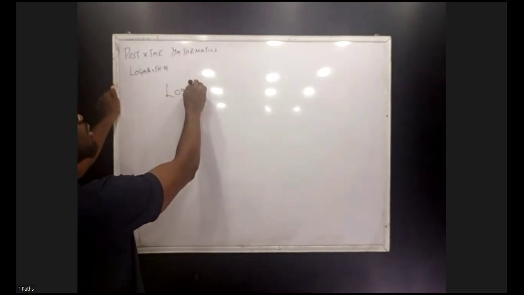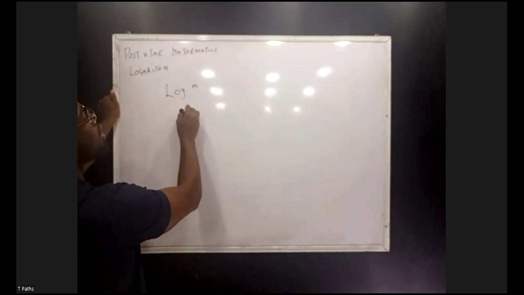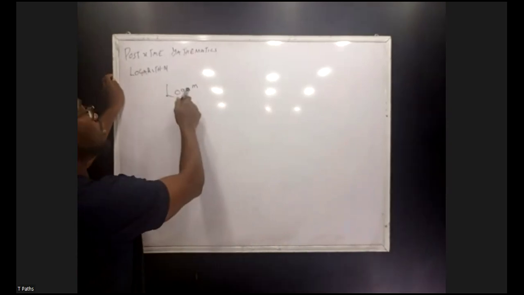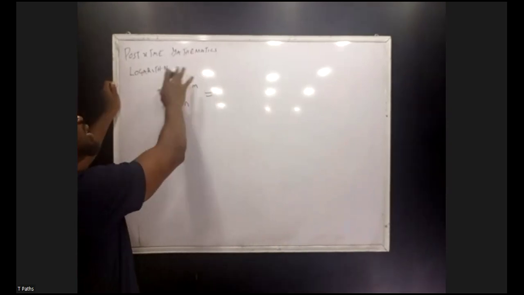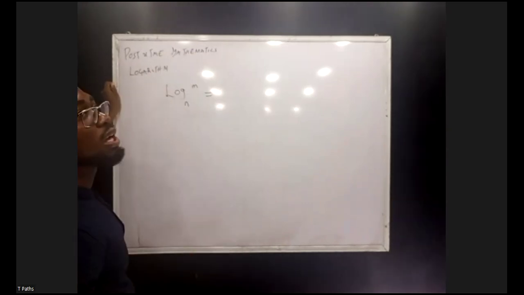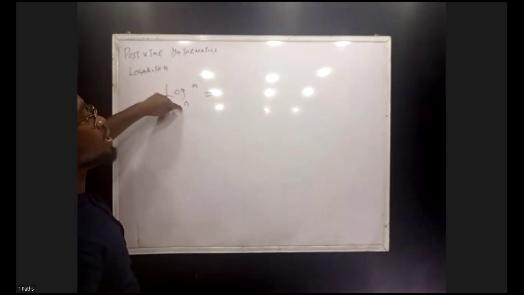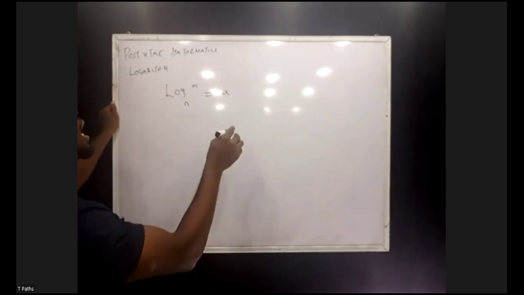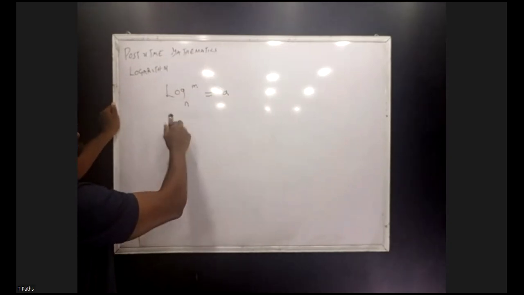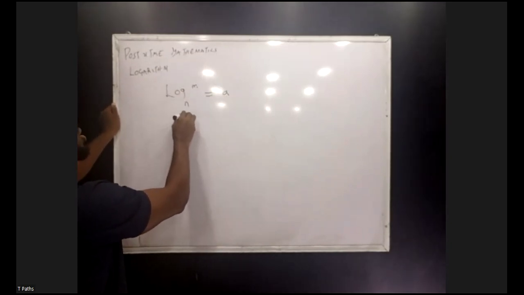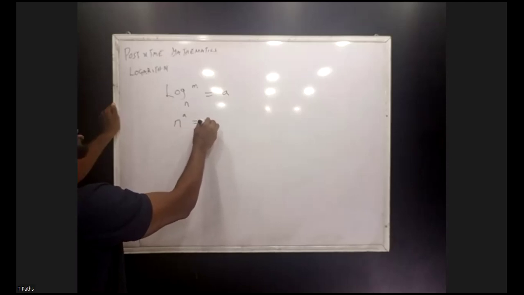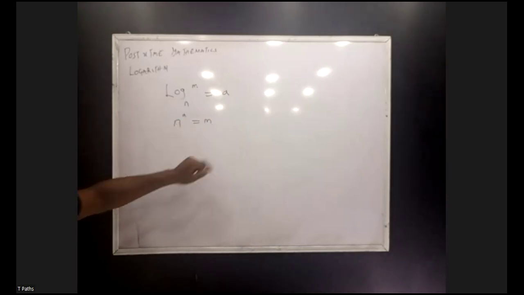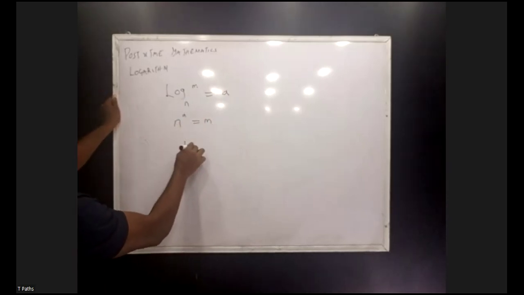So let's say we have the logarithm of a number, say m, to base n. You can get this logarithm from your calculator. Now, the logarithm of a number to a particular base is equal to something. Let me call this A, such that the relationship between these three parameters is that n raised to the power of A will give us m.